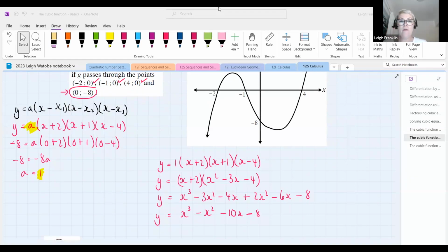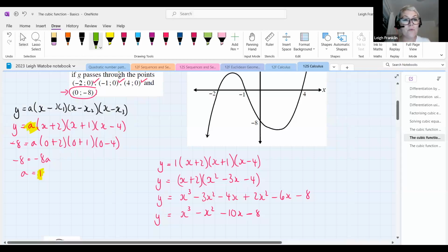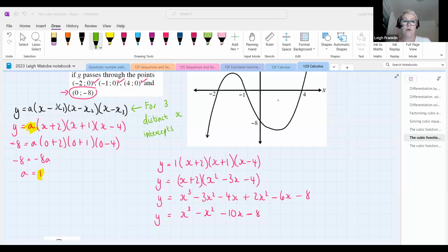So when there are 3 distinct x-intercepts, use what I have given you in black over here. So this is for three distinct x-intercepts. We would use what was given in black. Good stuff. All right, so I'm going to give you one to try.